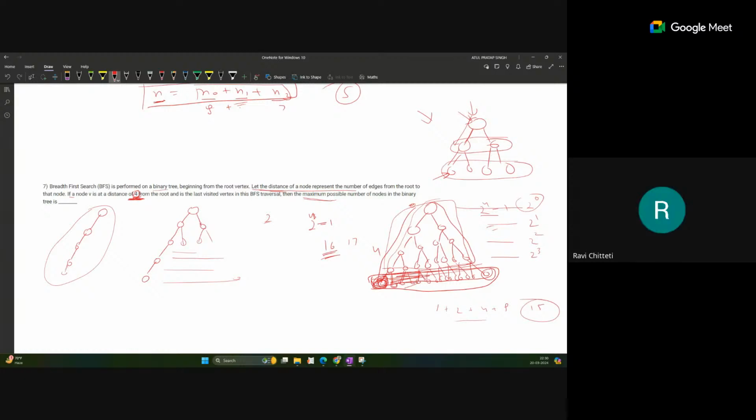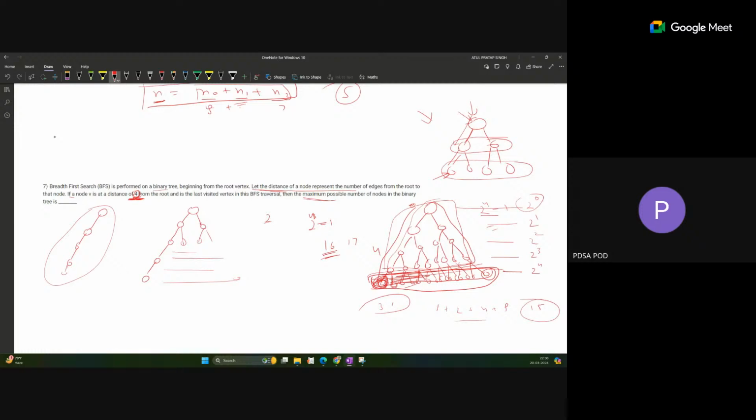If we have the fourth edge, then 2 power 4 also should be added. Yes, for the maximum case you have to add this also. So then it becomes 31. So this level we have to add for 4. Actually, I'm just talking about this minimum case, if this is a complete binary tree. That is clear. Yeah, absolutely, that is clear.